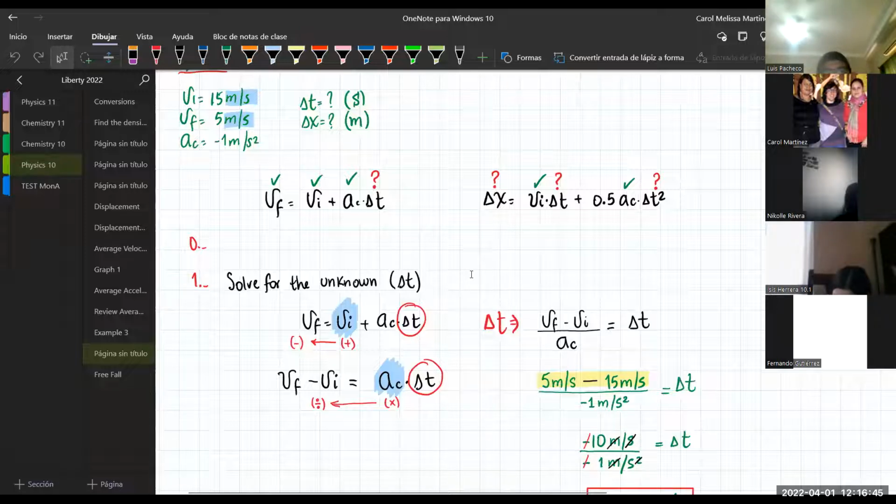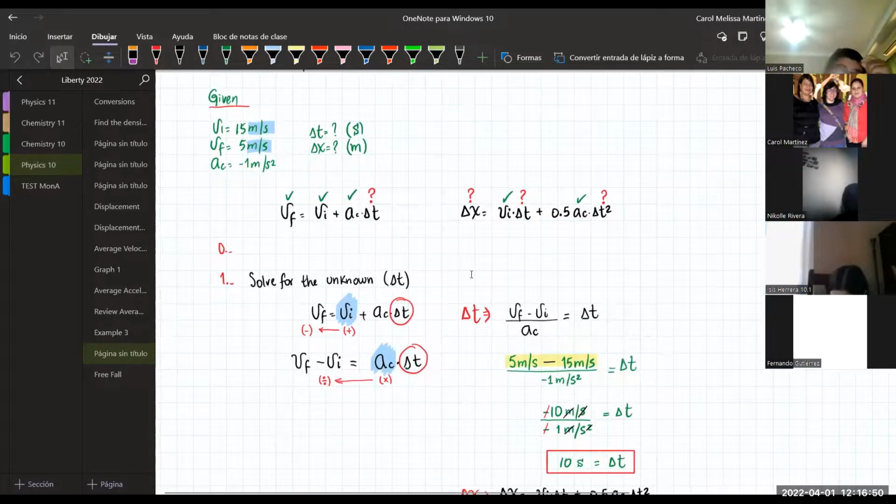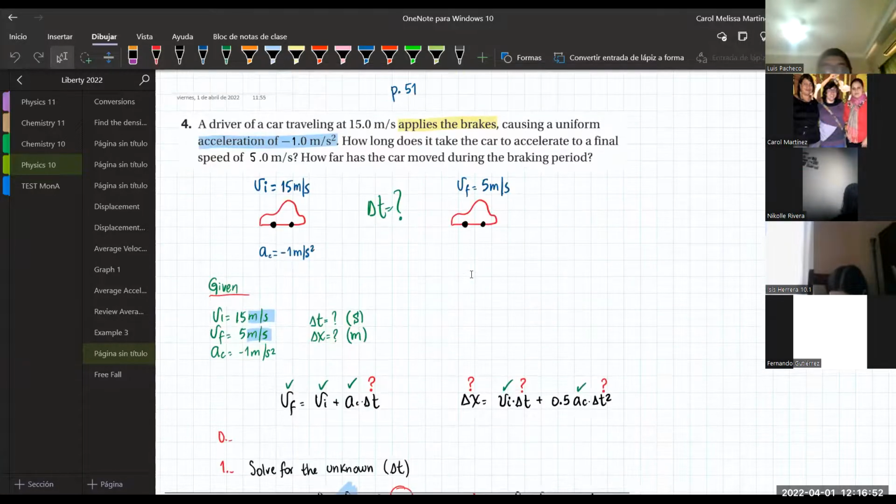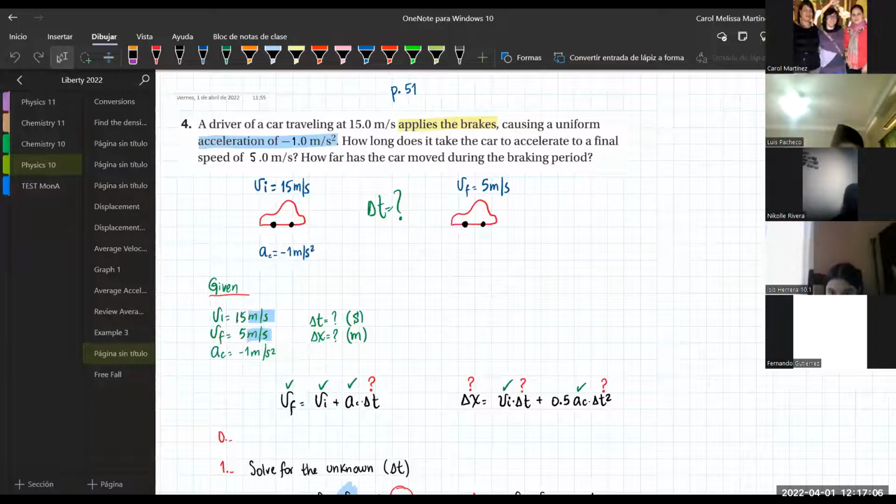Luis? Yes, I have a doubt on exercise 2. From which page? I don't remember the page, but it's from the homework. It said there are 2 exercises, so I don't know which one it is. So maybe if you want to ask me later on WhatsApp, I can help you with that.